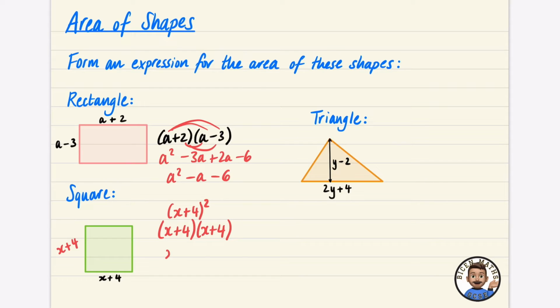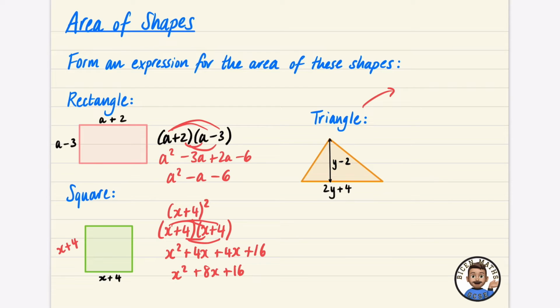So expanding these brackets, we get x squared, we get 4x, we get 4x, and we get 16. You can see I've gone a bit quicker. That's x squared, 4x, 4x, and 16. Simplifying the middle two terms, we get x squared + 8x + 16. Now the triangle is a bit trickier.